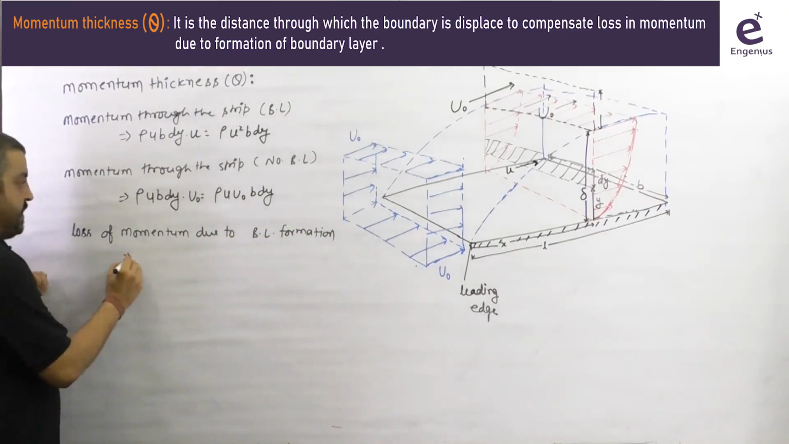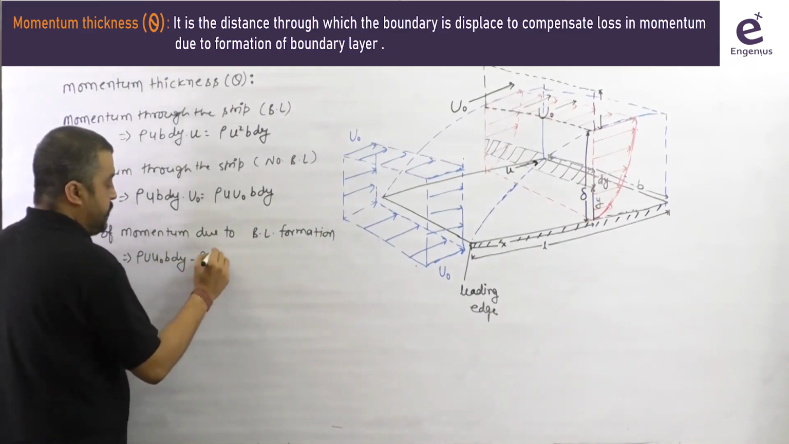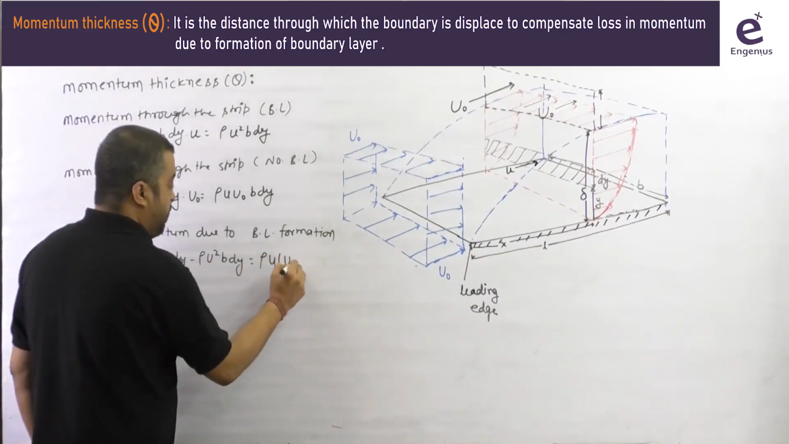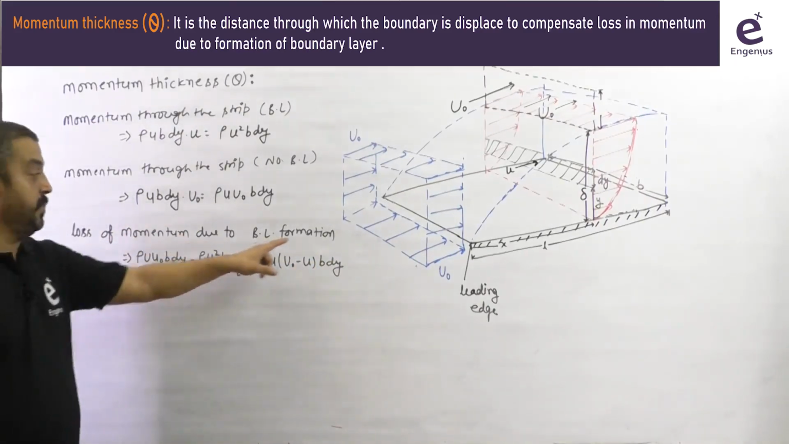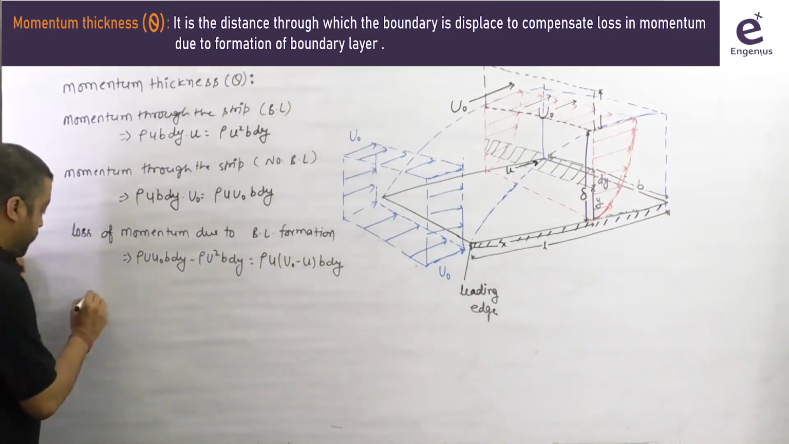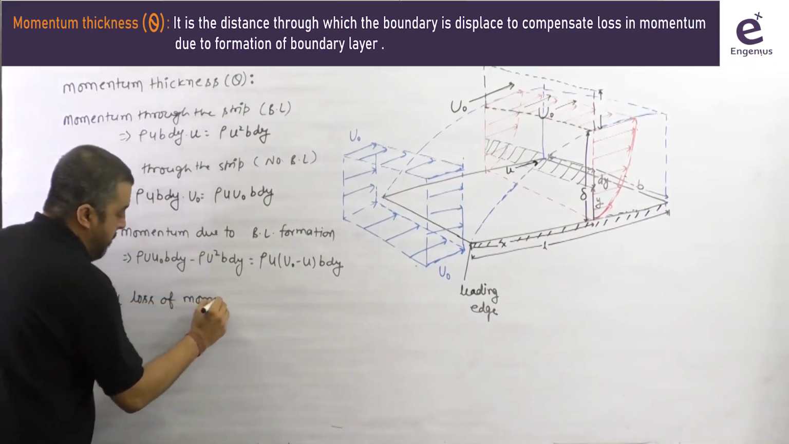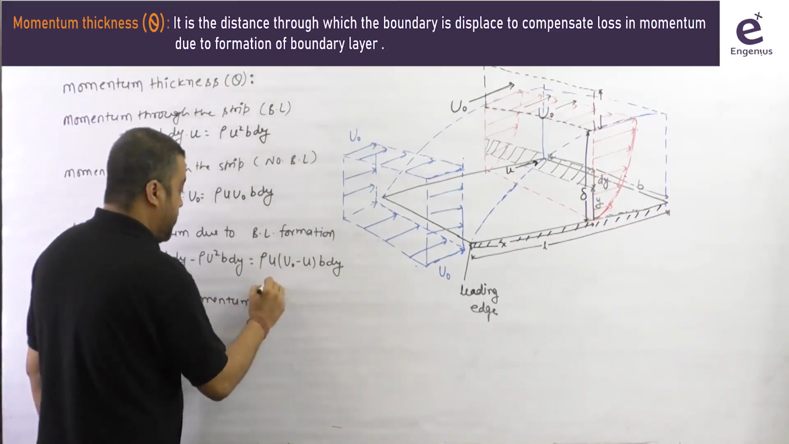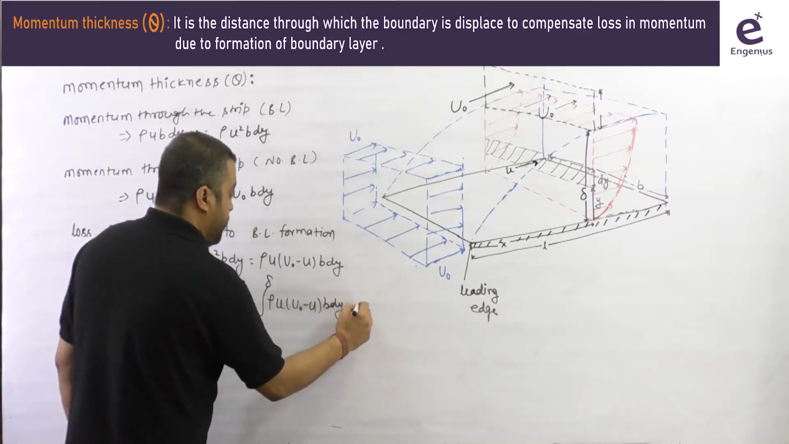OK, so from here we can say this term is rho u naught b dy minus rho u square b dy. We can say this is rho, you can take u common here, so this is u naught minus u, b dy. OK, so this is the loss of momentum through the strip due to boundary layer formation. So again we can find out the total loss of momentum by integrating this from 0 to delta: rho u naught minus u b dy. This is our equation 1 here.